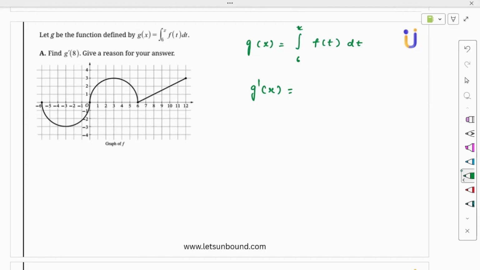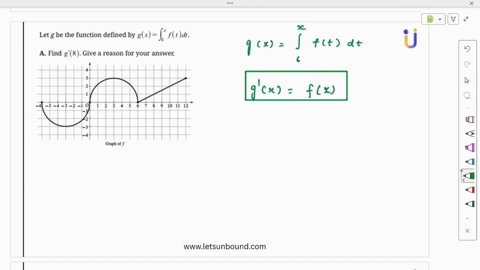If you differentiate an integral, differentiation and integration are inverse processes, right? So they will just cancel and you won't get f of t, you will get f of x. Whatever the variable in the accumulated function is, that is what it will take. This is a property we know. So g prime of x is f of x.